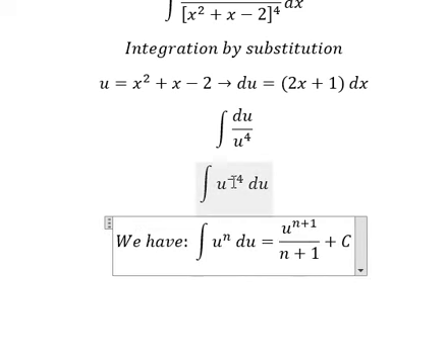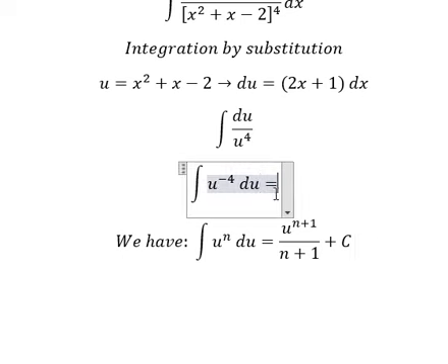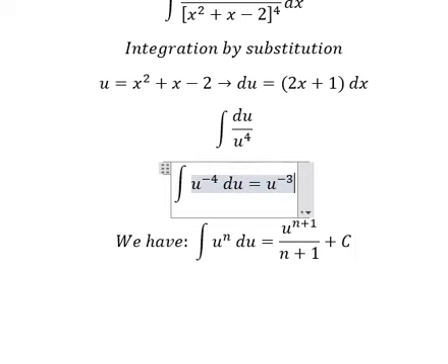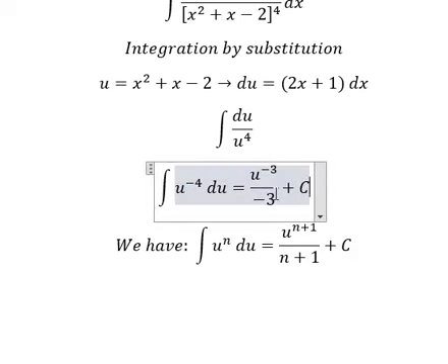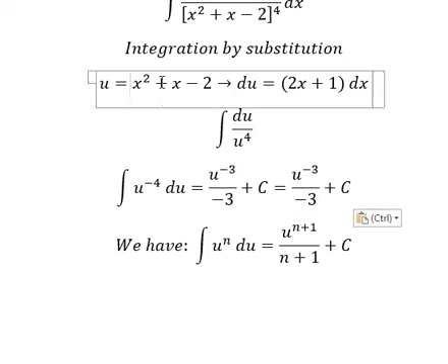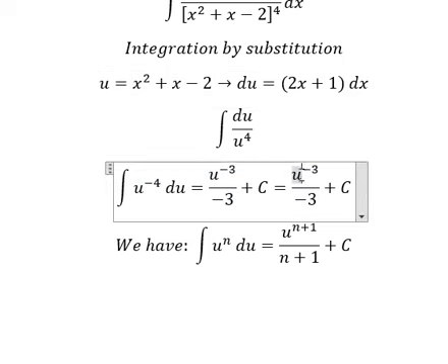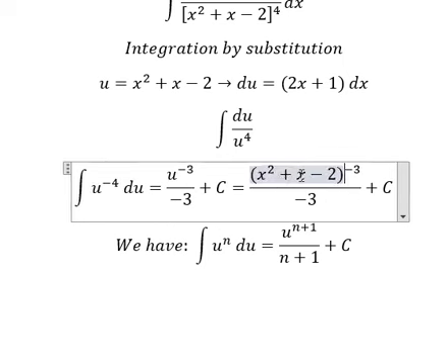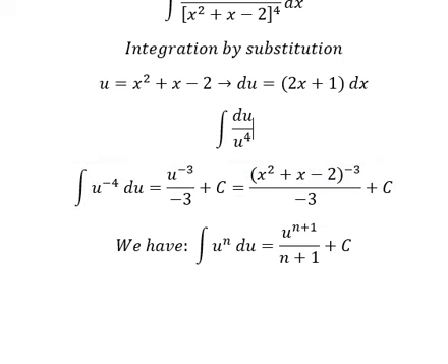So we put negative number 4 here. So negative number 4 plus 1, we have negative number 3. About u, that is about this one. And here is the final answer.